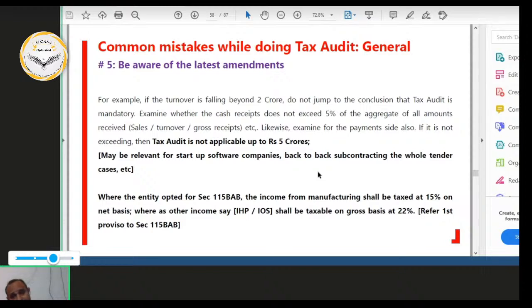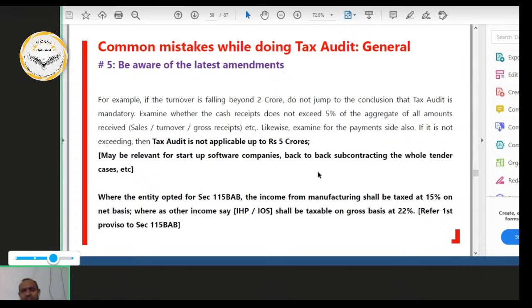Then one more thing. When you opt for 115BAB, like 115BAA, in such case, when you are going for a concessional rate of tax, examine the clauses, the section, how it is worded. For example, you opted for 22%, 115BAA. Then the clause says that general incomes which normally fall under the 30% bracket, all those incomes are taxed at 22%, but they will be taxed on a gross basis.